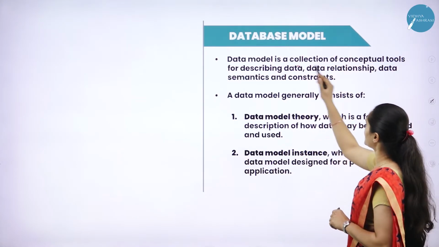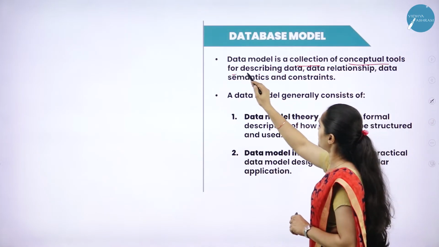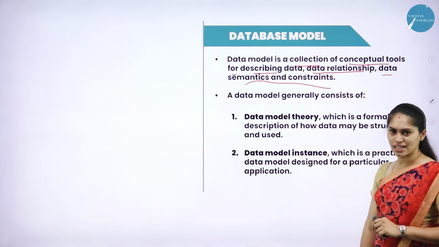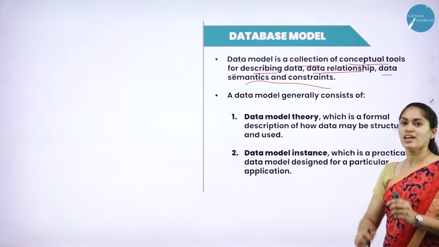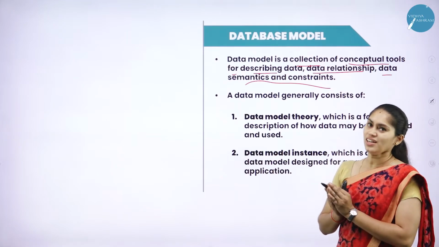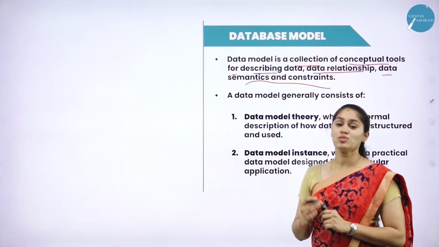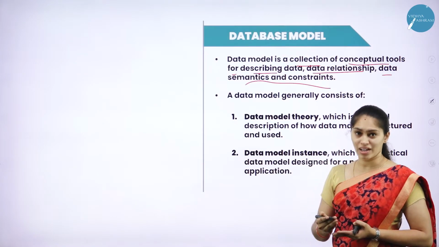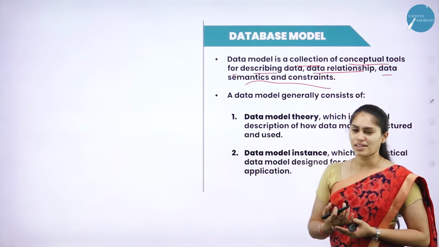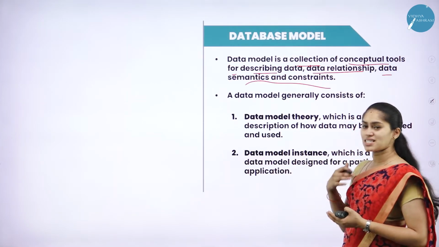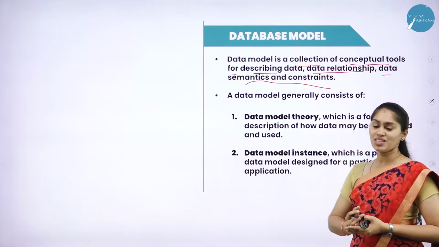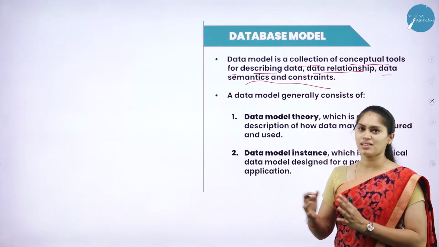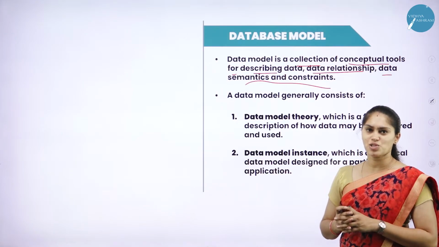A data model is a collection of conceptual tools for describing data, data relationships, data semantics and constraints. What is a data model all about? It is a collection of conceptual tools. Those conceptual tools are used in order to describe what the data is, what the relationship between one data and another data is, what its semantics are, how it is represented, along with its constraints, that is, what are the rules and regulations that it has to follow when it has to be an entity or whatever it has to be in the DBMS or database management system.